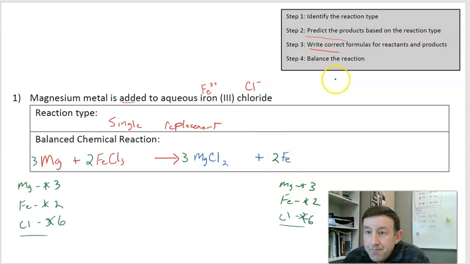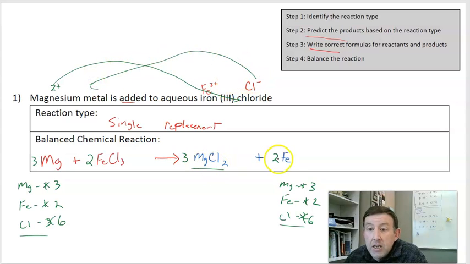Okay, so again, we're going to identify the reaction types. We have to look at our reactants to identify what that is. So we did that first. We predicted the products based on what type of reaction it was. Then we had to write the correct formulas. So I know that this is MgCl2 because magnesium is a +2 and chloride's a -1. So the crisscross method means 2 chlorines, 1 magnesium. And once we've written the correct formulas, then we go back and add these coefficients in order to correctly balance.